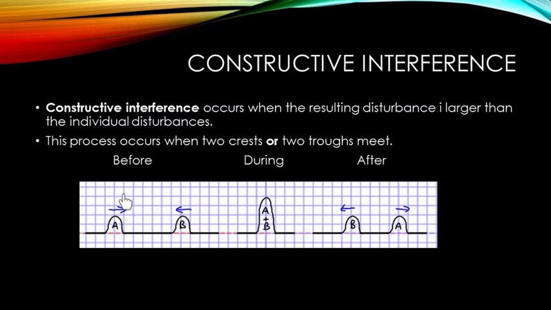So we have three different parts: our before, our during, and our after. Before, A and B are traveling towards each other. When they meet in the middle, their amplitudes are added together, so you end up with a wave with an amplitude double what A and B were. And then as they separate, they go back to their regular size.